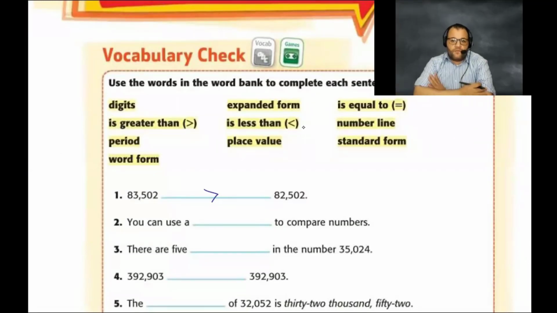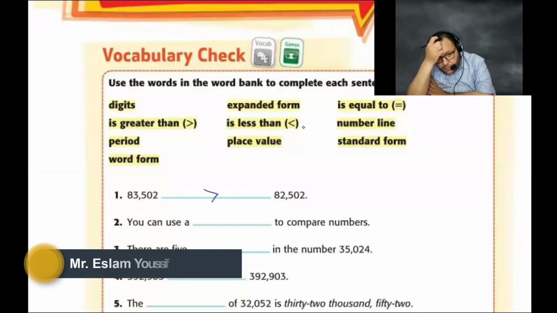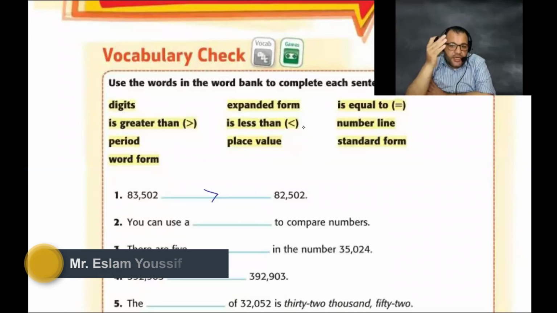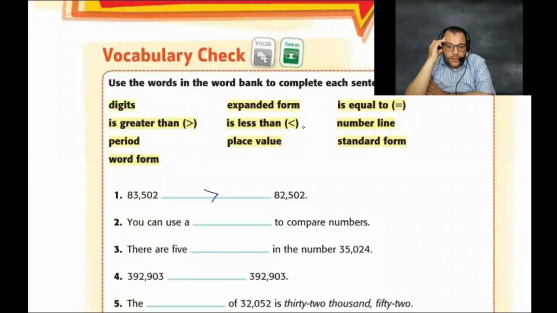So we can compare numbers by using... You mean like the big number? Be greater than or smaller than, yes. We can use these crocodile's mouth. No, that is the sign for greater than or smaller than. But what is the one that we can use? Wait, I'm just going to read. Number line. We can use exactly the number line.